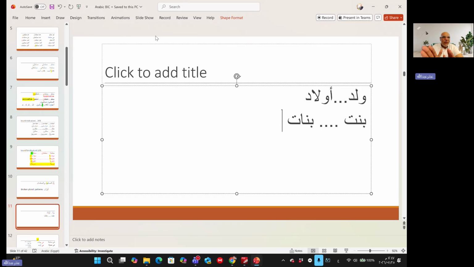Banat. So a boy does not follow the rule. A girl does not follow the rule. What about a man? رجل. Yeah, this is dual. What about the plural? رجال. So رجال is a broken plural.